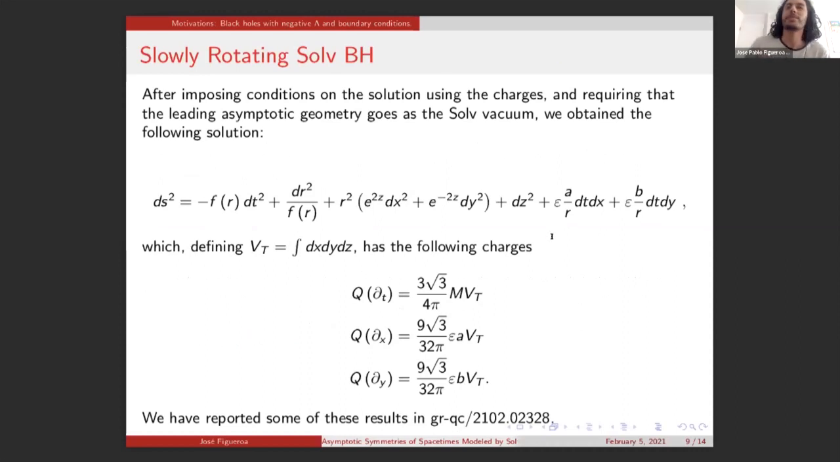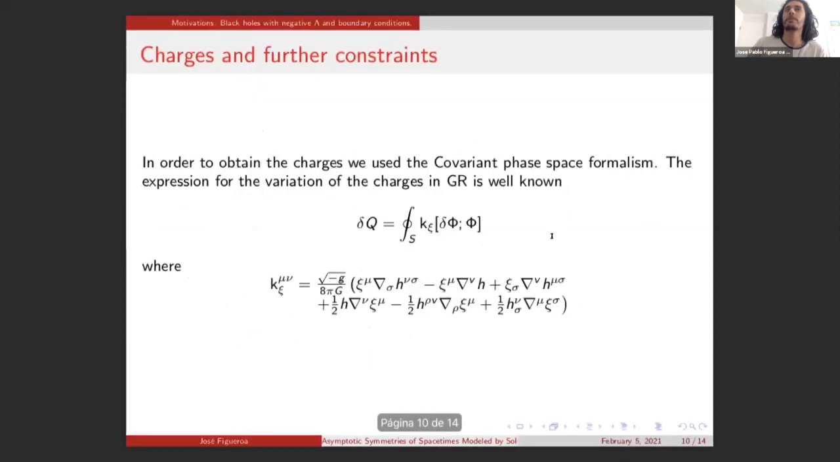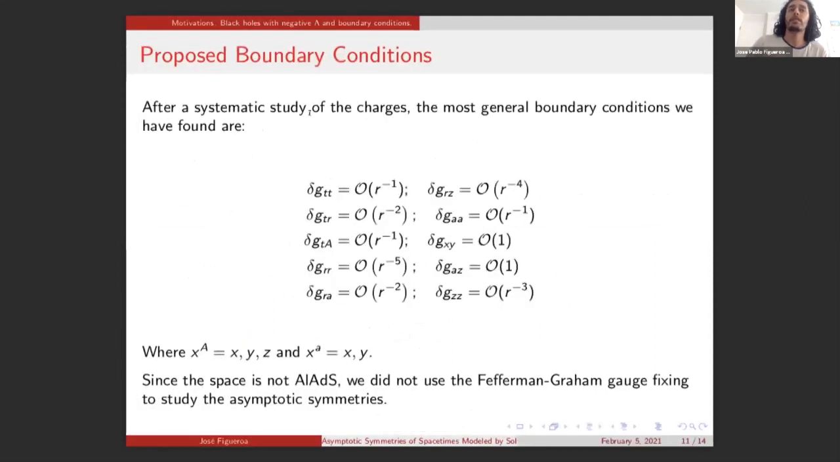So now we have to study the charge for different boundary conditions in order to impose a consistent set of boundary conditions. We use the covariant phase space formalism in order to compute the charge. I think you all know this formalism. After a systematic study of the charge, the most general boundary conditions we found were these, and notice that these boundary conditions are relaxed as compared with the AdS boundary conditions, even though the charges are still finite. For example, the tt component in AdS goes as r to the -2.